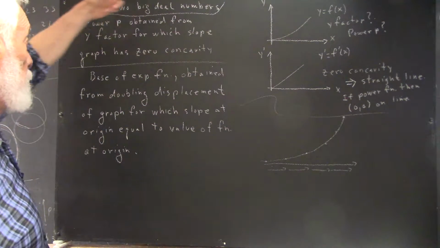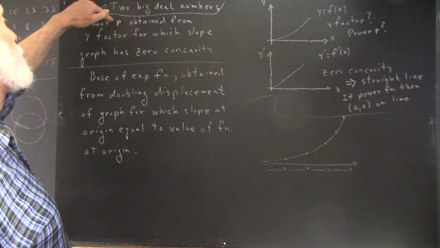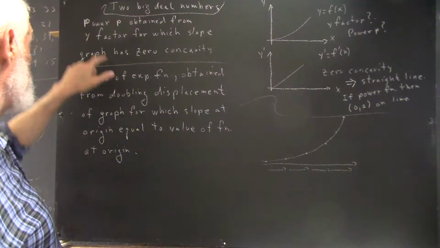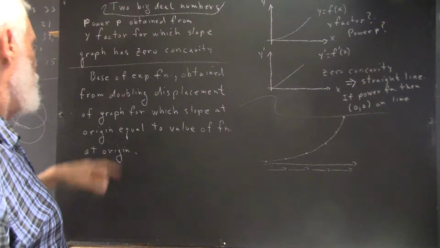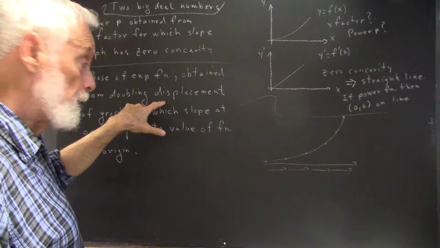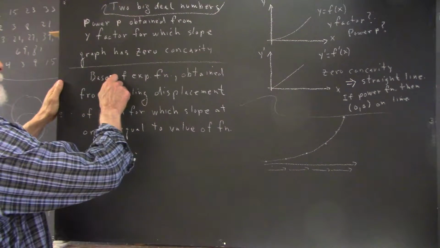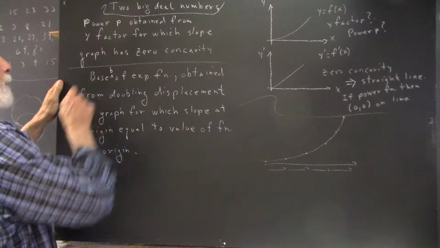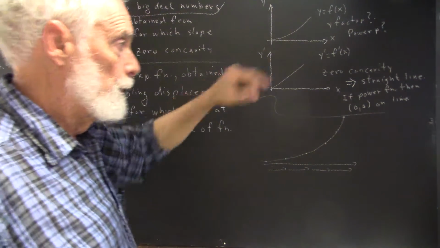Now, I'm going to modify that slightly to say really what we want is the power p that's obtained from that y factor. So once we find the y factor, we can easily find the power p. Okay? And similarly, once we found this doubling displacement, we can easily find the base b. So maybe I ought to write b for the base of the exponential function. Okay, well, let's look at what this means.